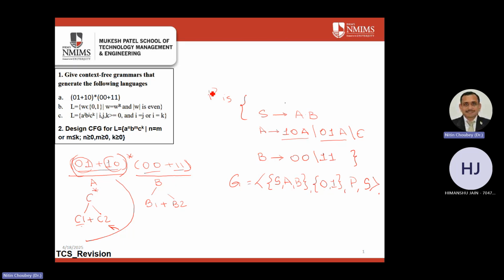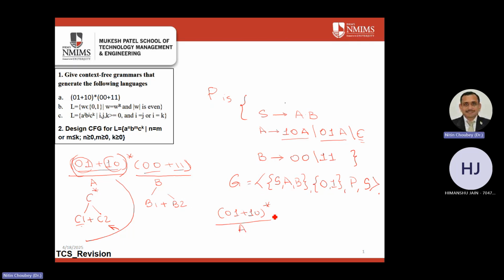Is this clear with the first grammar construction? Sir, why didn't we take A and B as terminals? Because they are also coming in 1 0 A, 0 1 A, epsilon. So this A will get terminated with epsilon. What we are trying to generate out of this is 0 1 or 1 0 whole star. This whole thing we are referring to as A.